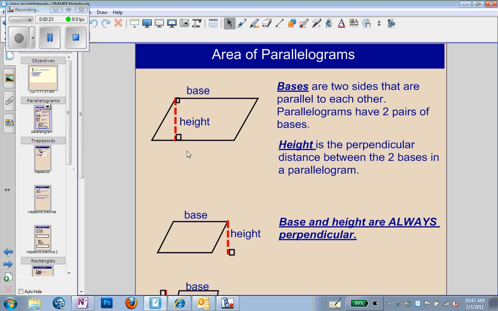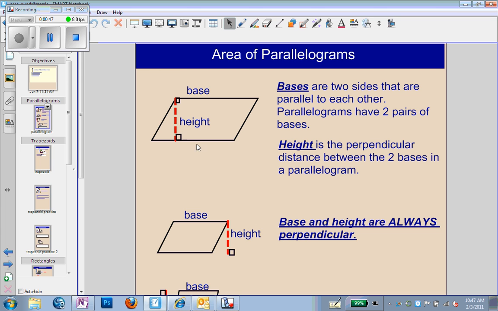The bases are the sides opposite each other that are parallel to each other. And there's actually two pairs of bases, the top and bottom, and the two sides form two pairs of bases in a parallelogram. The height is the perpendicular distance between two bases.